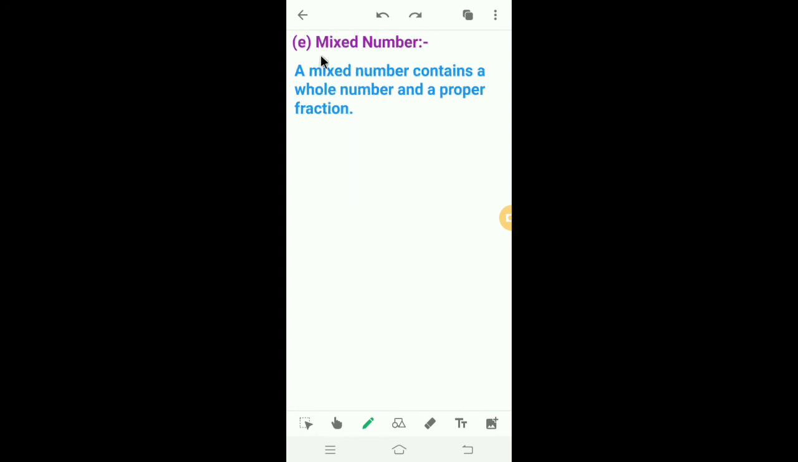Fifth type of fraction, that is mixed number. A mixed number contains a whole number and a proper fraction. For example, 5 1 by 3, 6 3 by 4, 7 4 by 5.